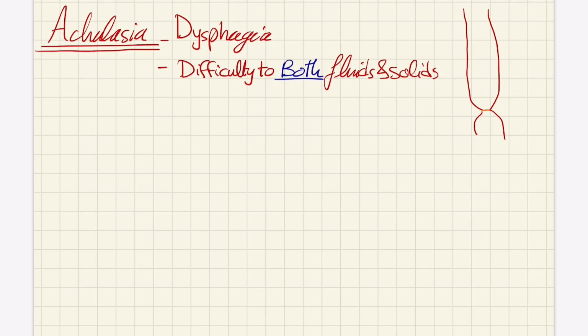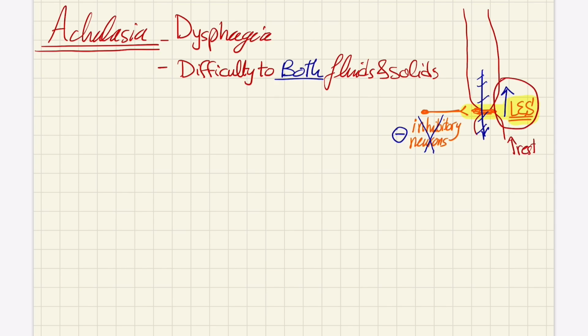Now this lower esophageal sphincter is inhibited by neurons called the inhibitory neurons. By this inhibition, the lower esophageal sphincter relaxes and allows food to pass into the stomach. What happens in achalasia is that the inhibitory neurons' function is cancelled or disturbed for any reason. This causes a high resting pressure of the lower esophageal sphincter, preventing both fluids and solids from entering the stomach.